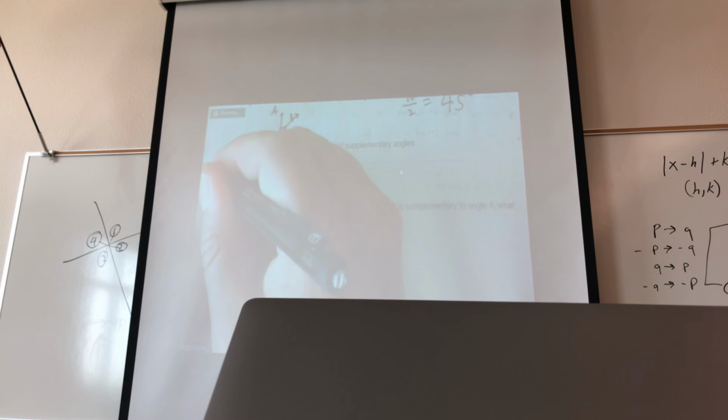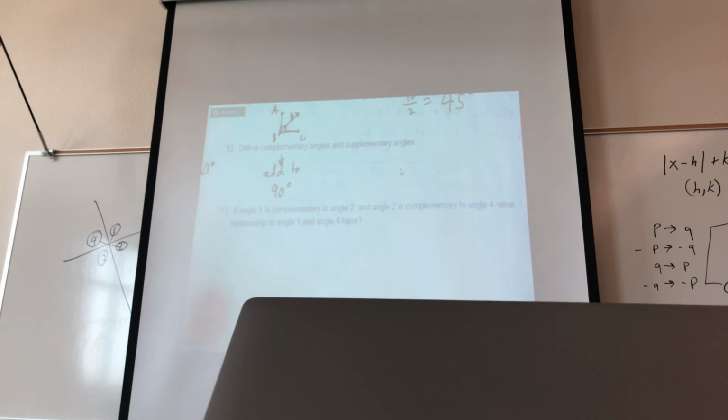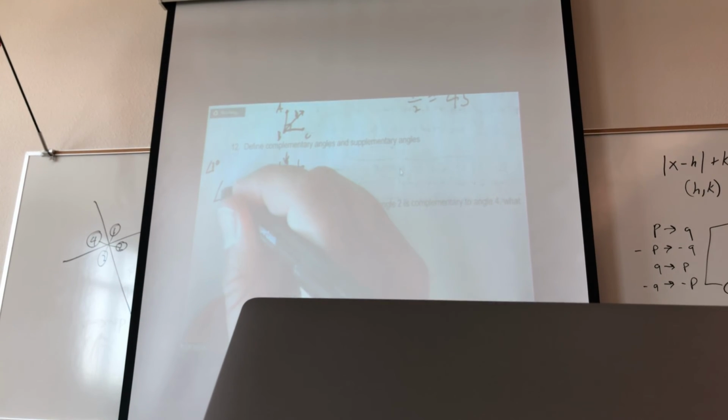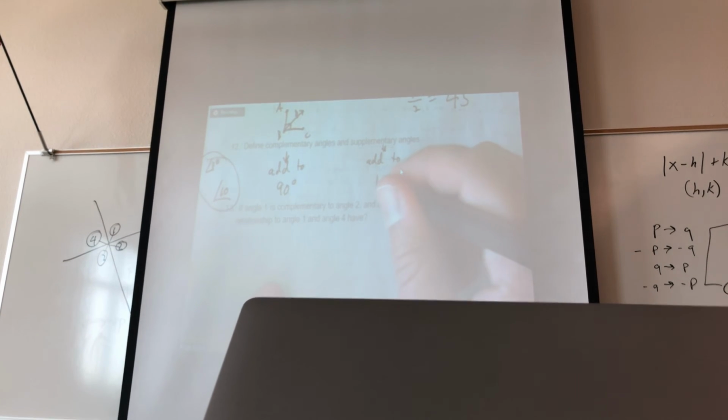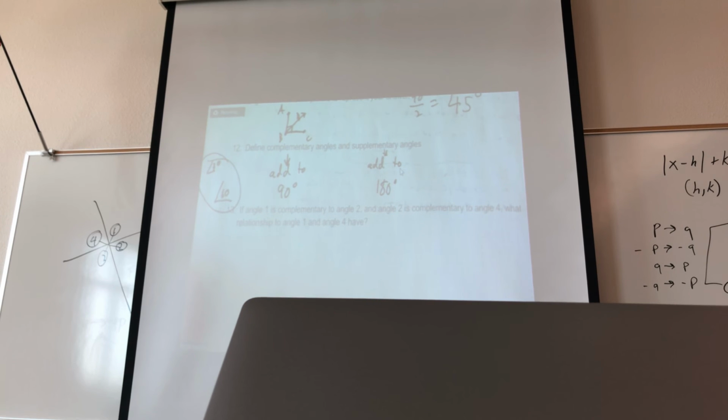If I got an angle out here that's a 30-degree angle, and I have another angle that's a 60-degree angle, then these two angles are complementary. They add together to make 90, regardless of where they are. The supplementary angles, it's a similar thing. They add together to make 180 degrees. Now, understand that with both of these, we're talking about two angles. We're not talking about like 5 angles that come together to make this.